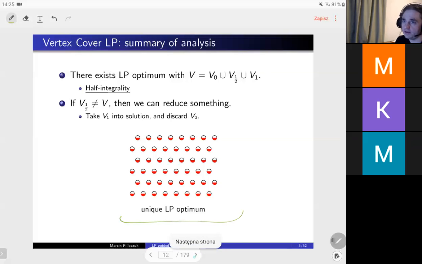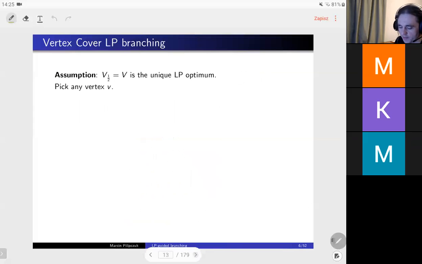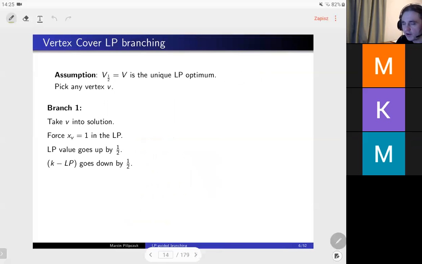Now we want to take a vertex and branch on it. By reduction rules, we can get to the point where all halves is the unique LP optimum, and then take a vertex and branch on it and see what happens. Branching for vertex cover is taking a vertex into the solution, and taking all the neighbors into the solution. Taking a vertex into the solution is really the same as adding the constraint xv equals 1 to the LP. You can actually delete this vertex and decrease the budget by 1, or account 1 for the cost, but you can think of it as forcing this vertex to be value 1 in your LP solution.